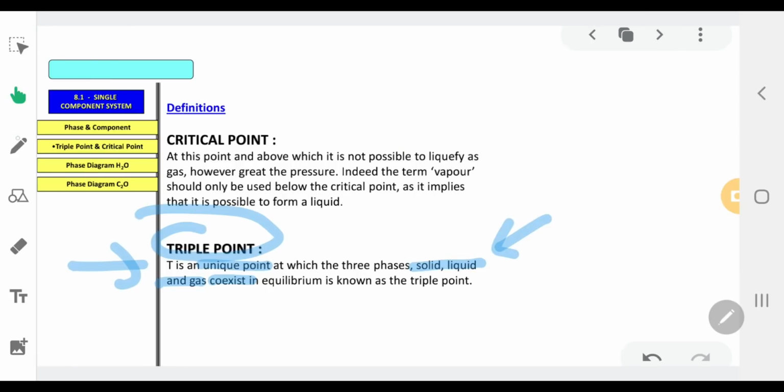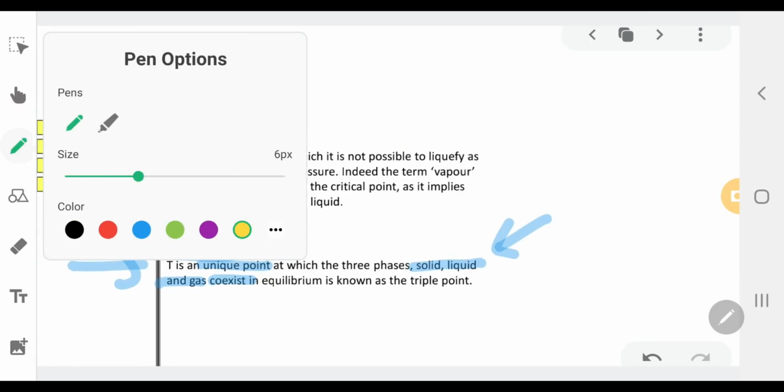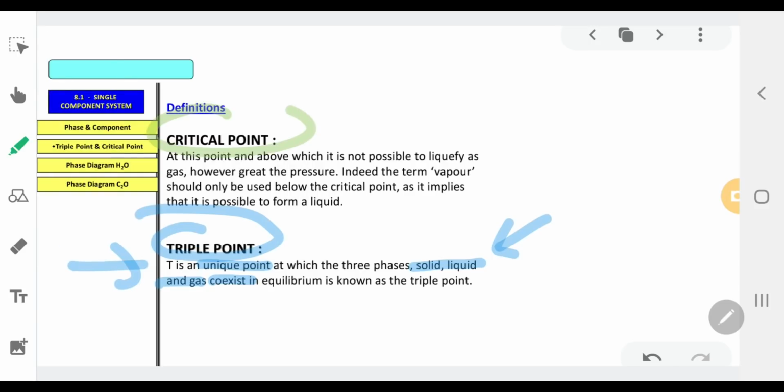So we have talked about the triple point, and you must be wondering, what does it mean by critical point? So this is basically the definition of critical point.